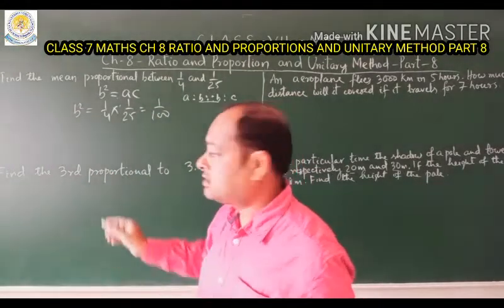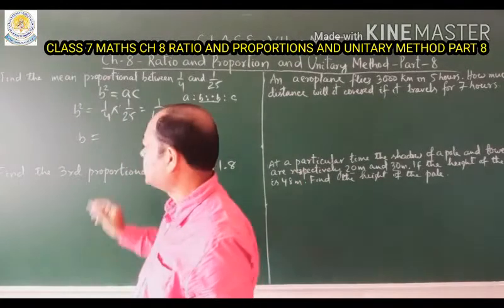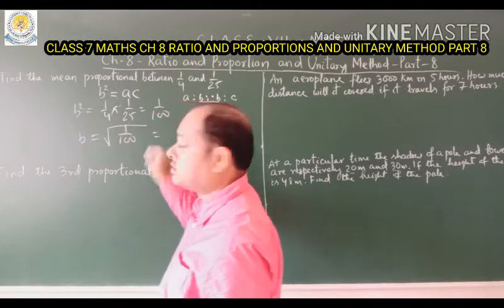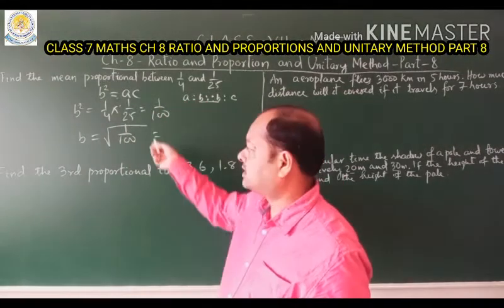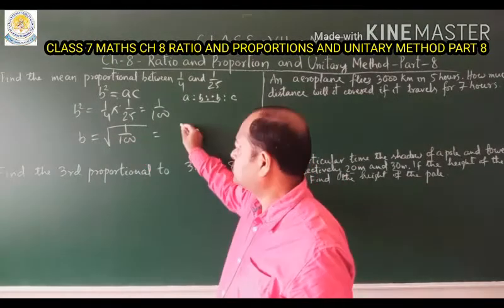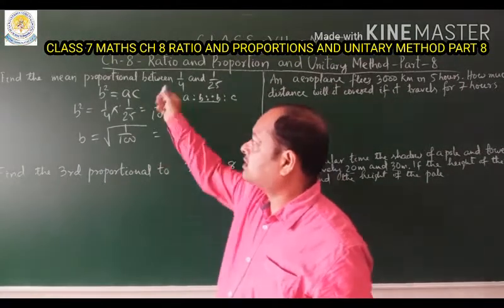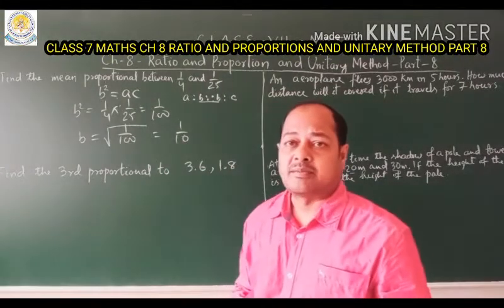Then what is b? Try to find the b value, which is the mean proportional. So b equal to square root of 1 upon 100. The square root of 100 is 10, and the square root of 1 is 1. So 1 upon 10 is the value of b, and that is the mean proportional. So the mean proportional value is 1 upon 10.